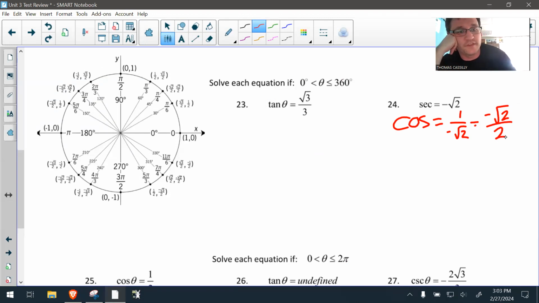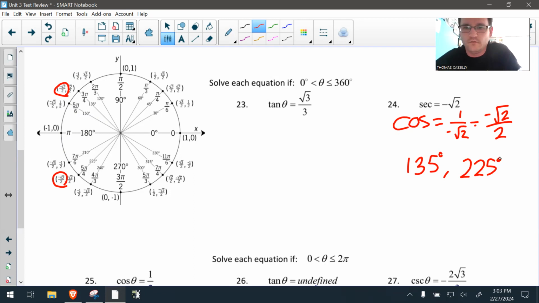And again, we are looking for the cosine of negative square root of 2 over 2. That's going to be this one right here. And where's the other one? Right here. So I'm looking at a 135 degree angle. And then, what is that? 225.